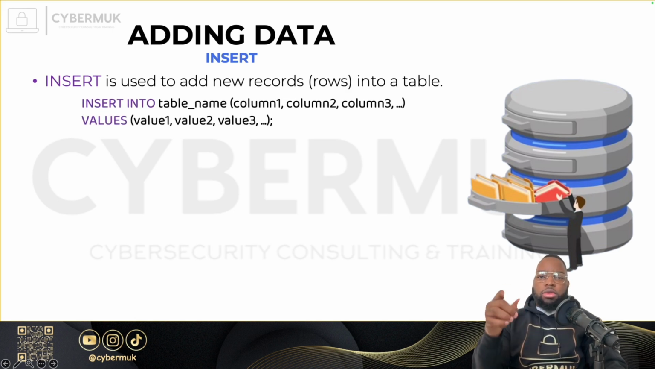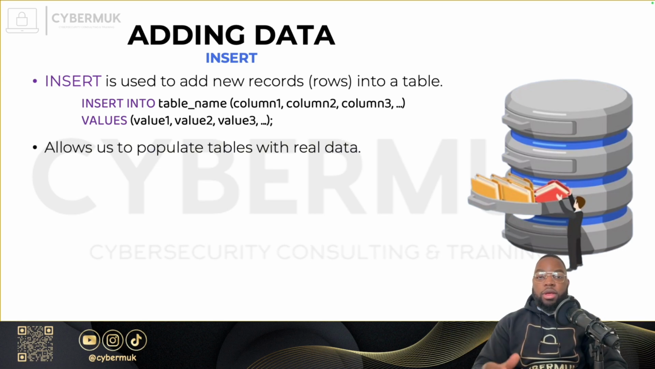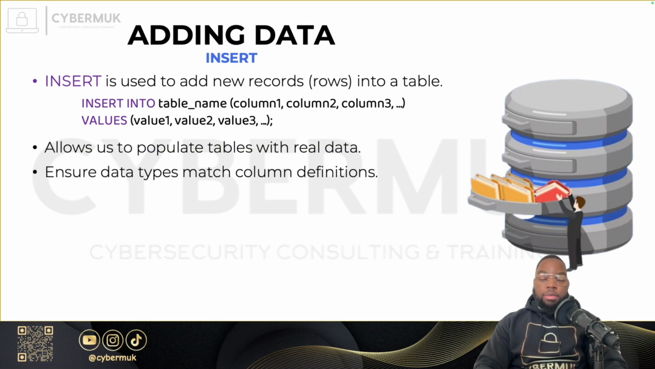So use a keyword. This is what the syntax looks like. Insert into this specific table name, into these columns, insert the following values. Value 1, value 2, value 3. Obviously, we are going to write that in PostgreSQL, but this allows us to populate tables with real data. Now, it's important to ensure that your data types match your column definitions. So in your first name, you only have varchar or text data types. In your birth year, you only have date data types.